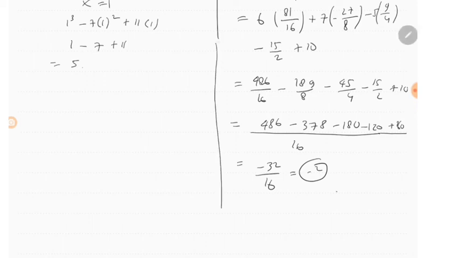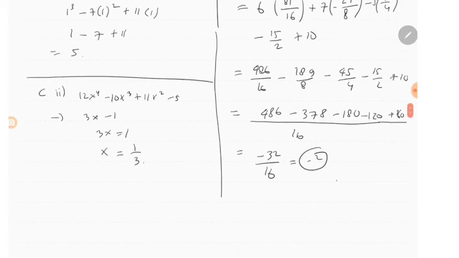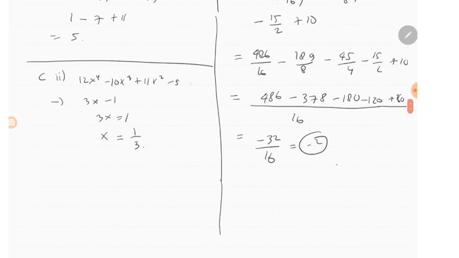CII. CII is when 12x to the power 4 minus 10x to the power 3 plus 11x squared minus 5 is divided by 3x minus 1. So you're looking for x first from this one. So 3x equals 1, then you have x equals 1 over 3, right?